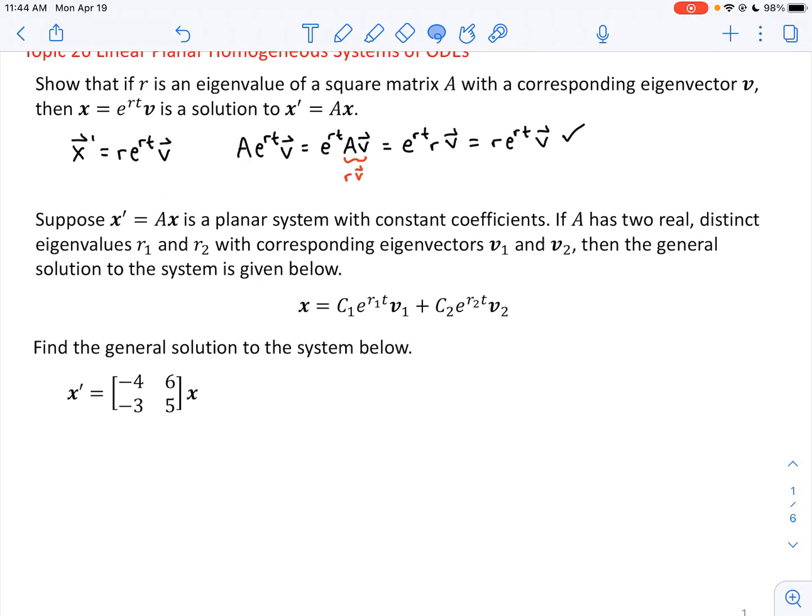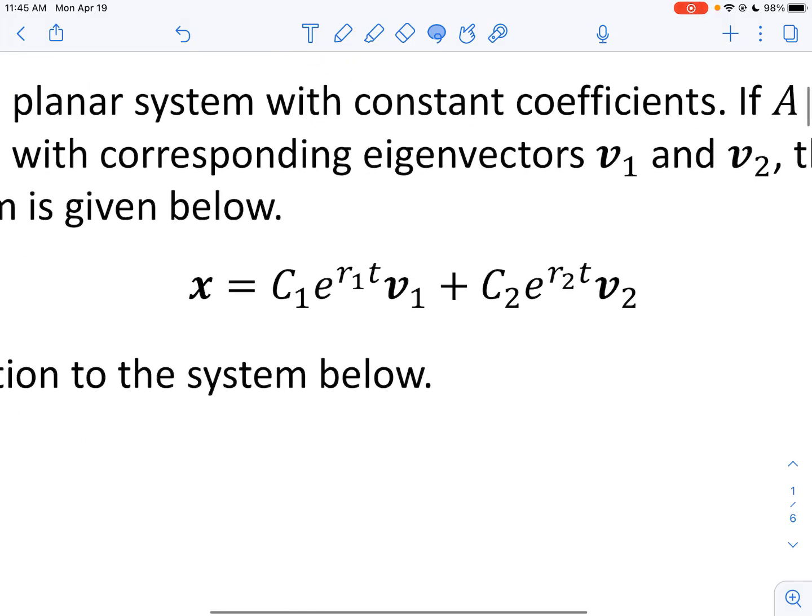If A has two real distinct eigenvalues, r1 and r2, with corresponding eigenvectors v1 and v2, and these can be any of the infinitely many eigenvectors that correspond to these eigenvalues, then the general solution to the system is given below. So we would take an arbitrary constant times e to the first eigenvalue times t times any of its corresponding eigenvectors, plus a second arbitrary constant times e to the second eigenvalue times t multiplied by any of its eigenvectors.